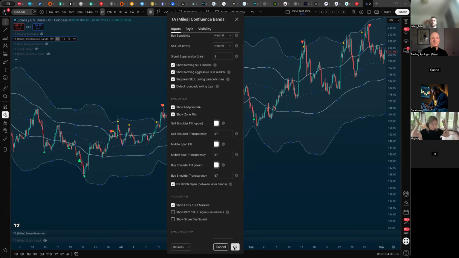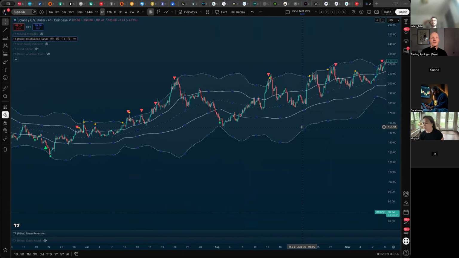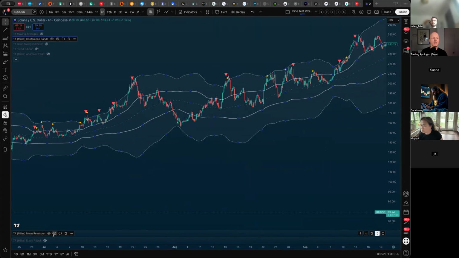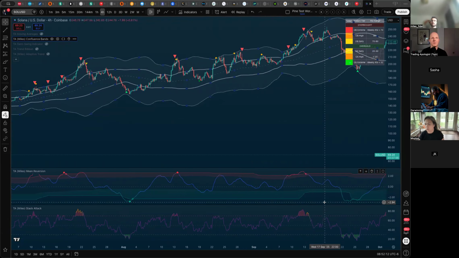Again, not enough coffee. So I like to do that just to clean things up and not have too many things going on my chart. Then I obviously like having mean reversion on the chart, so we'll bring that back up. And then stack attack for the RSI. This is how I'm trading 90% of the time.